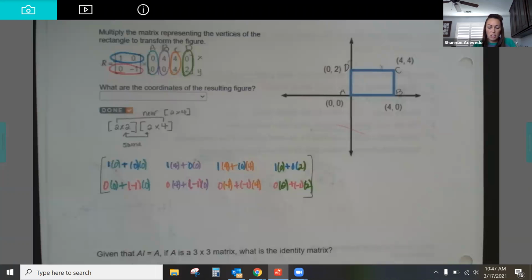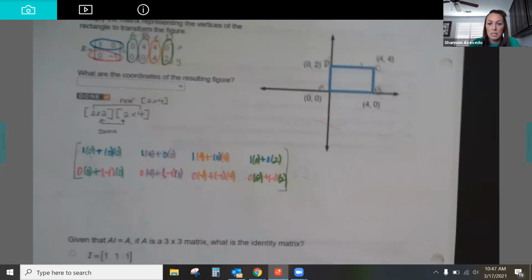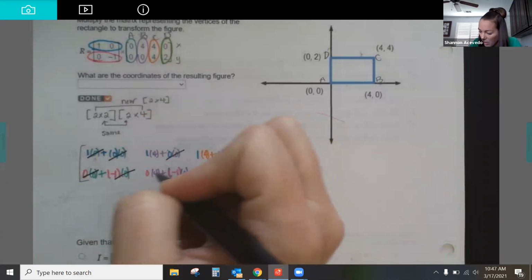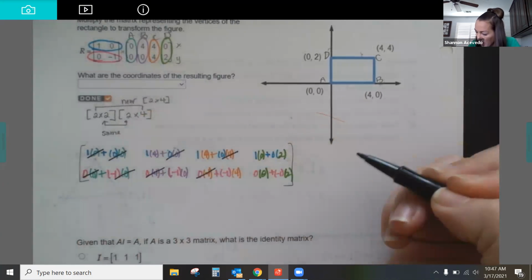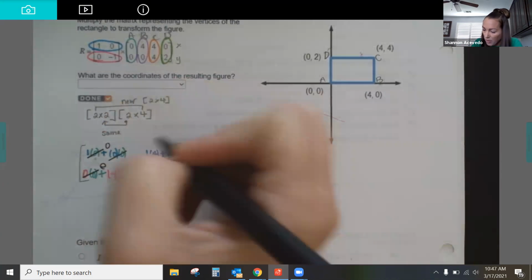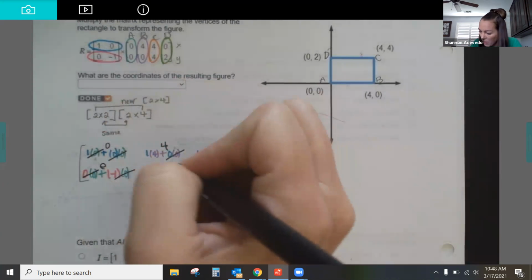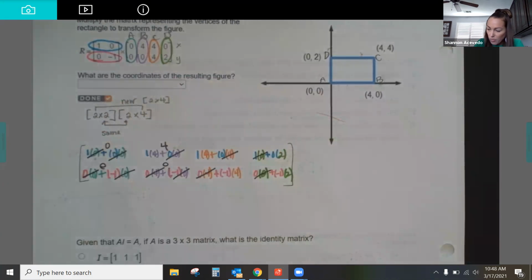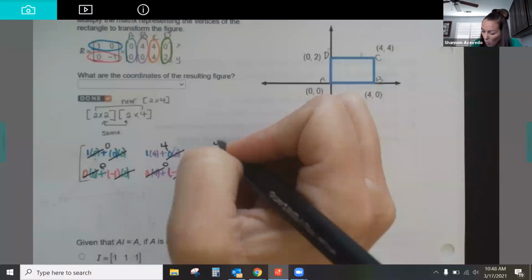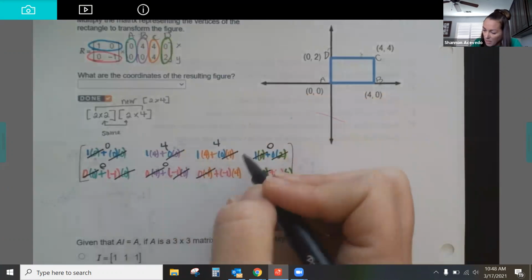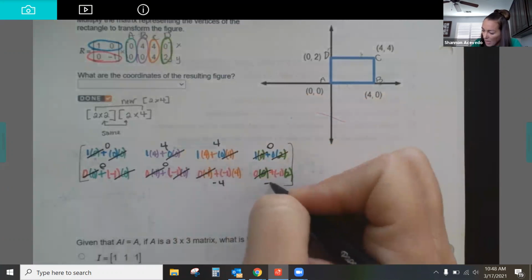Then my last step would be just to clean it up. So when I clean it up, I could see anything that's going to be a 0. So this is a 0, 0, a 4. This is, oh, there's a 0 right there too. So that's a 0. This is going to be a 4. This is going to be, oh, that's another 0. A lot of zeros, huh? This is going to be a -4, and this is a -2.